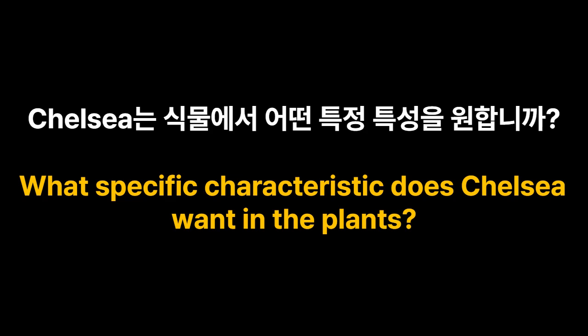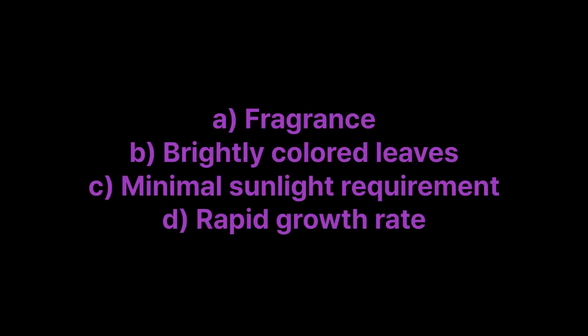What specific characteristic does Chelsea want in the plants? A. Fragrance. B. Brightly colored leaves. C. Minimal sunlight requirement. D. Rapid growth rate. The answer is C.